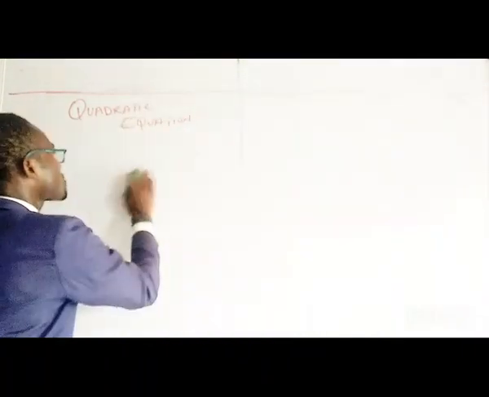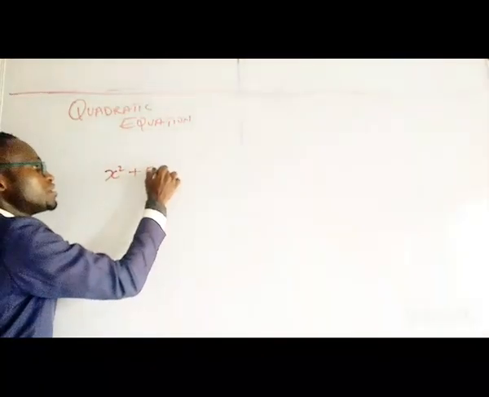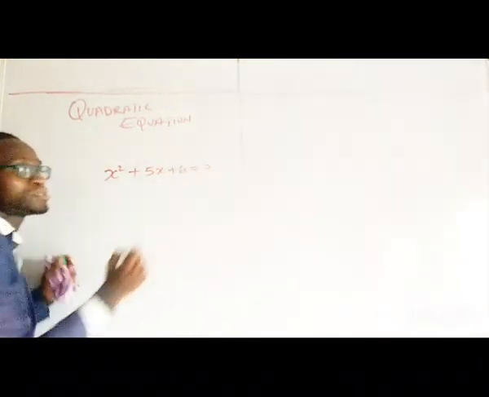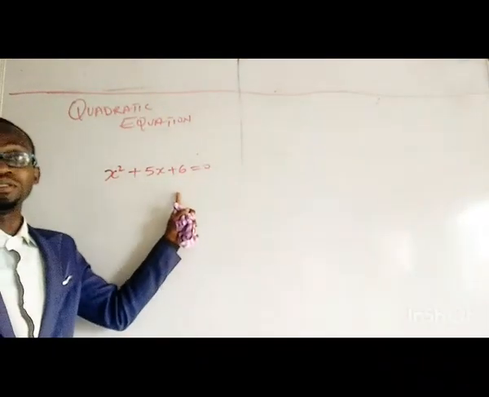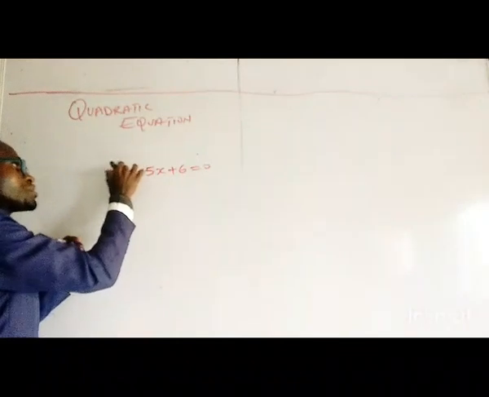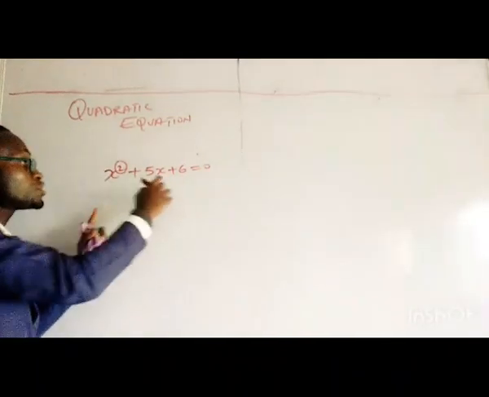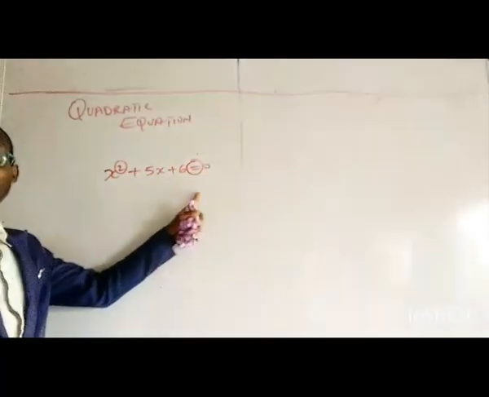For example, we have something this way: x squared plus 5x plus 6 equals 0. Now, if you look at this expression, this is a quadratic equation. Why? Because we have x squared, the square, which is the quadratic function, and we have the equal to, which is an equation.